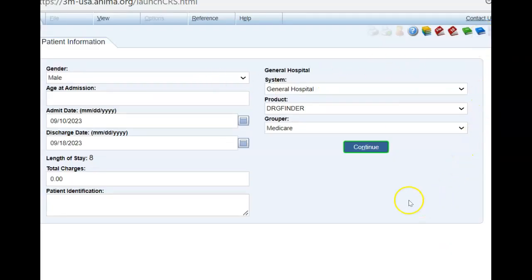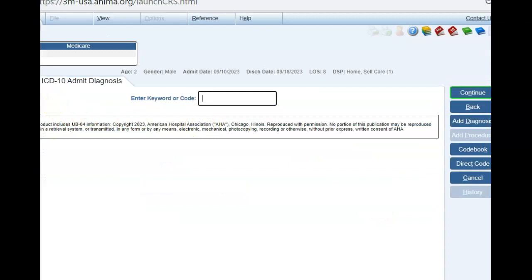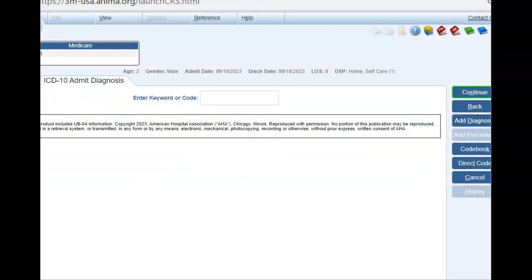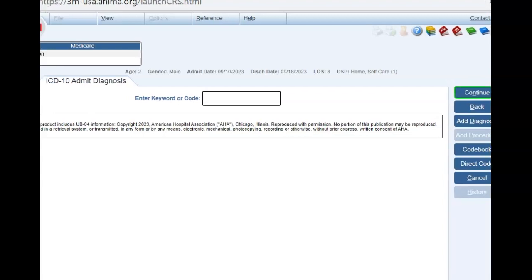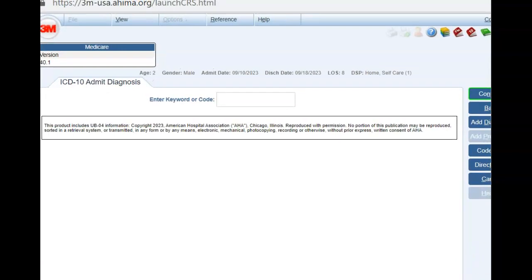Okay, so we have our screen here. I put age 2. We have 8 days. I didn't really care when you did the 8 days, but just length of stay, 8 days. Child went home. A couple of different things. You can put the admitting diagnosis on. It's not going to make a difference on the payment. So it's either or. It doesn't really matter what you decide to do.